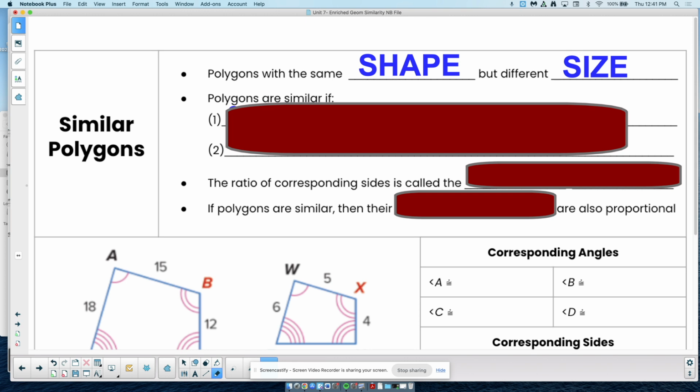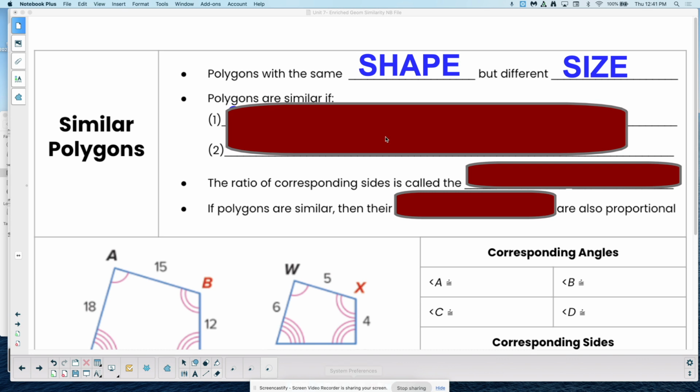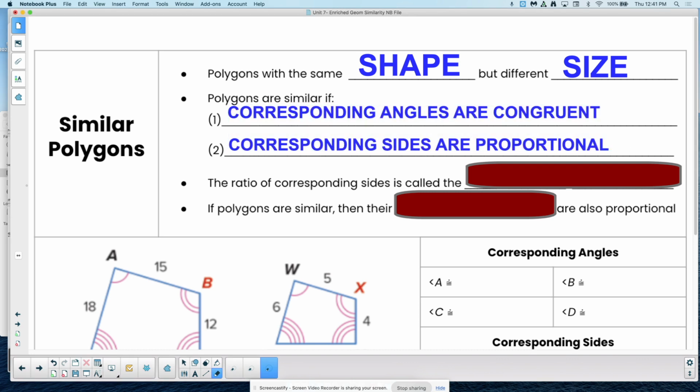Two things need to be met in order for them to be similar. That would be that our corresponding angles are congruent. So angles that are in matching spots are the exact same measure. And the corresponding sides are proportional. So again, matching sides are proportional. And proportional means that they're either shrunk or enlarged by the same scale factor.